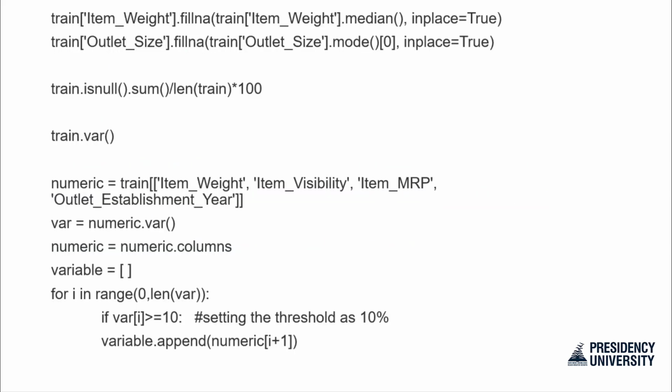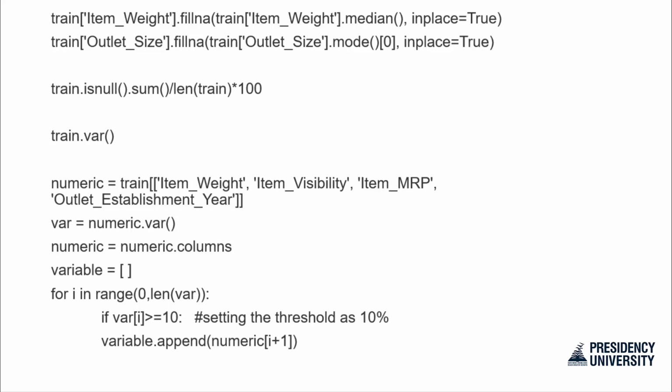In the first line, we have found the median for the feature called item weight and mode for the feature called outlet size. We find the number of values which are null, and we calculate the percentage of null values, and if the threshold is greater than 10%, we fill those with the median or mode values which we have calculated.